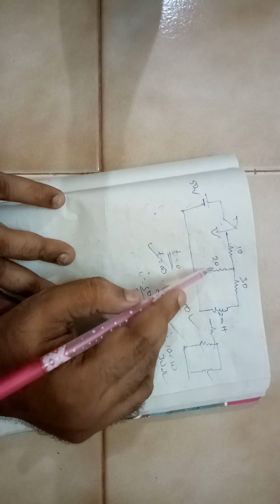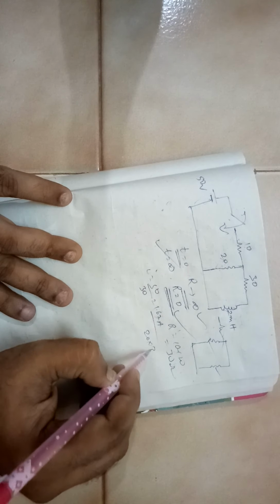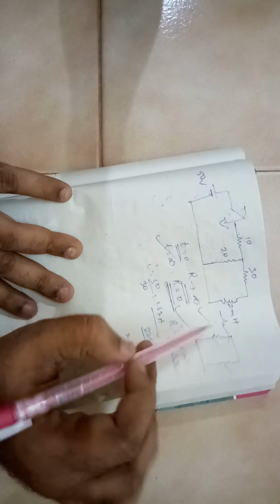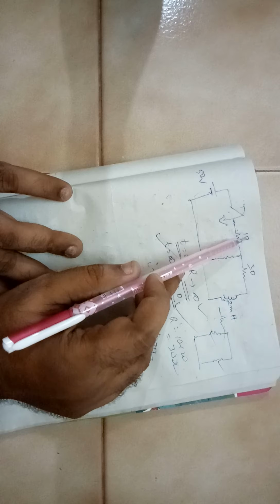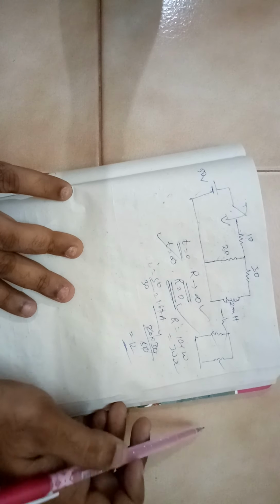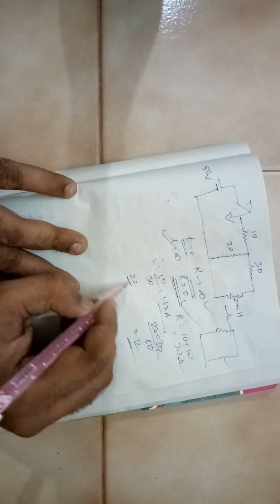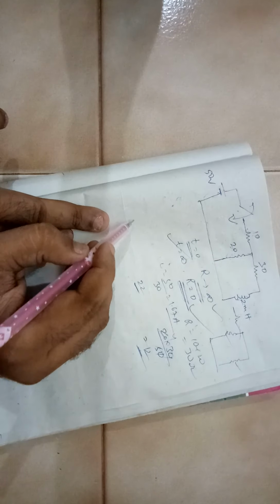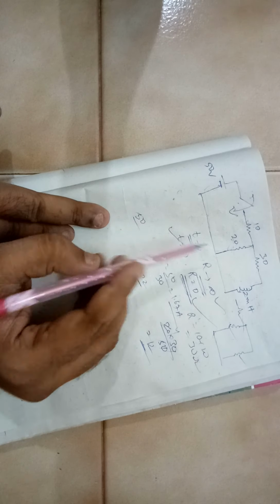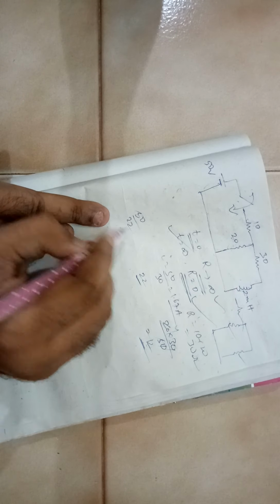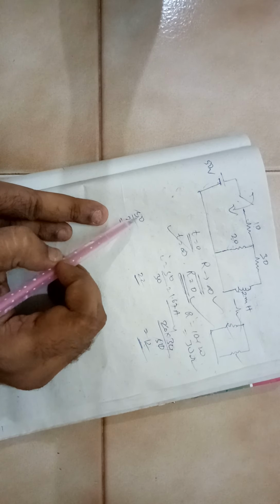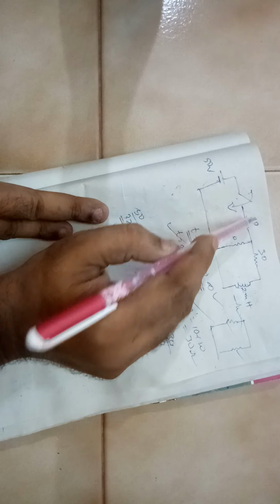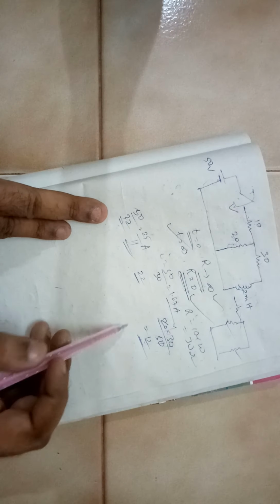So the equivalent of these two will be 20 into 30 divided by 50, so this will be 12. Effective is 12. Now this is 10. So 10 and 12 will be in series. So total will be 22. So what will be the current passing through this? It will be total voltage by total R net, 50 by 22, or 25 by 11 ampere will be passing through this, and it will be distributed into these two.